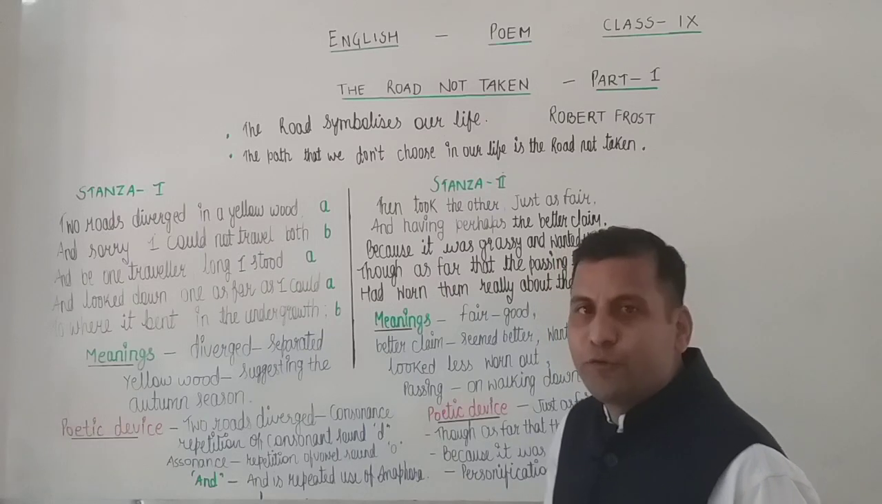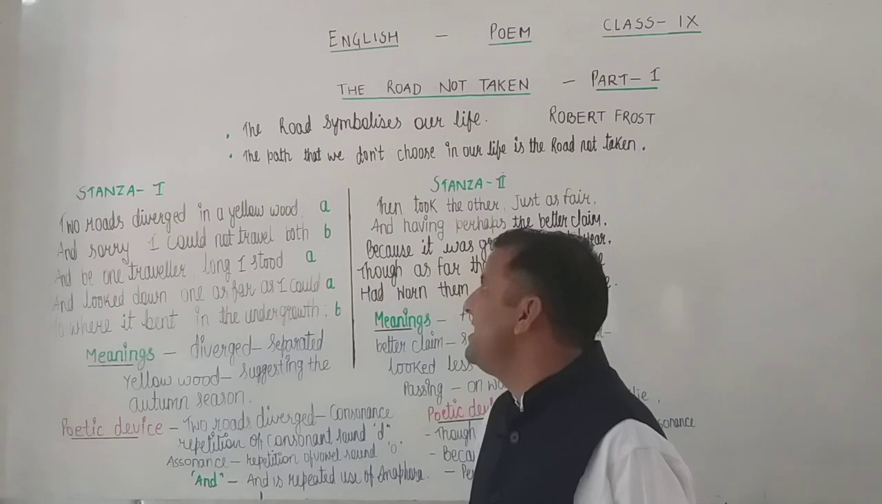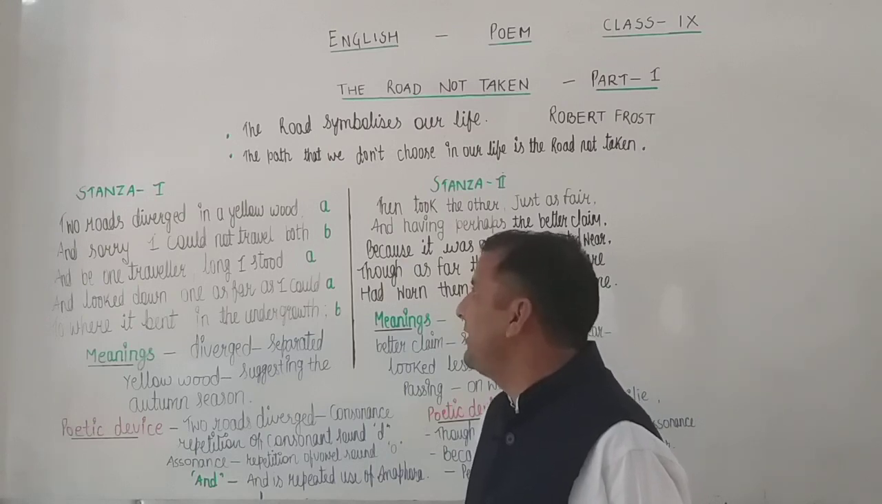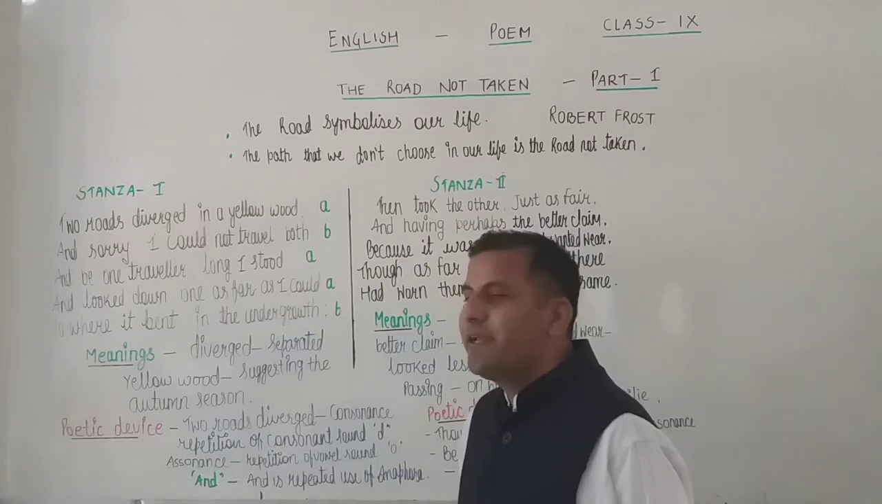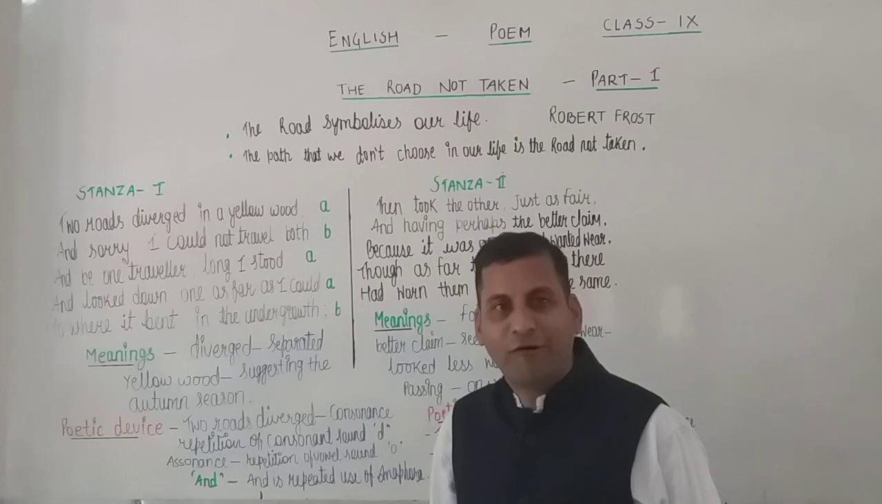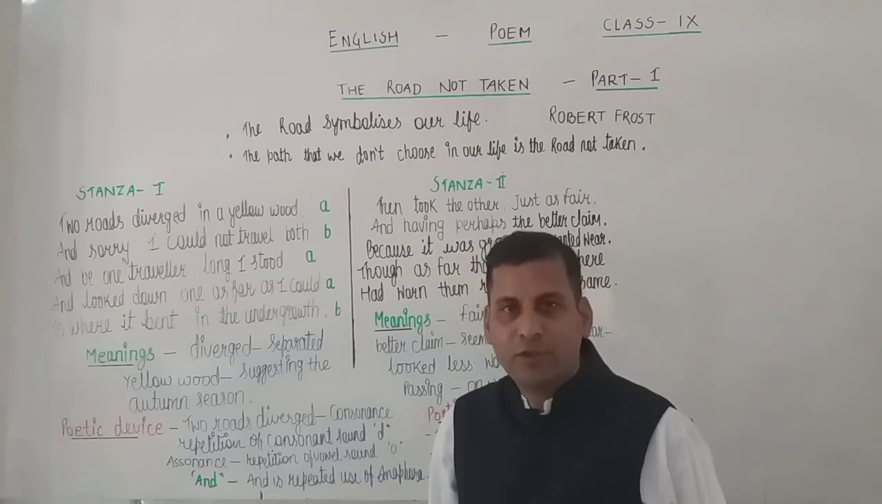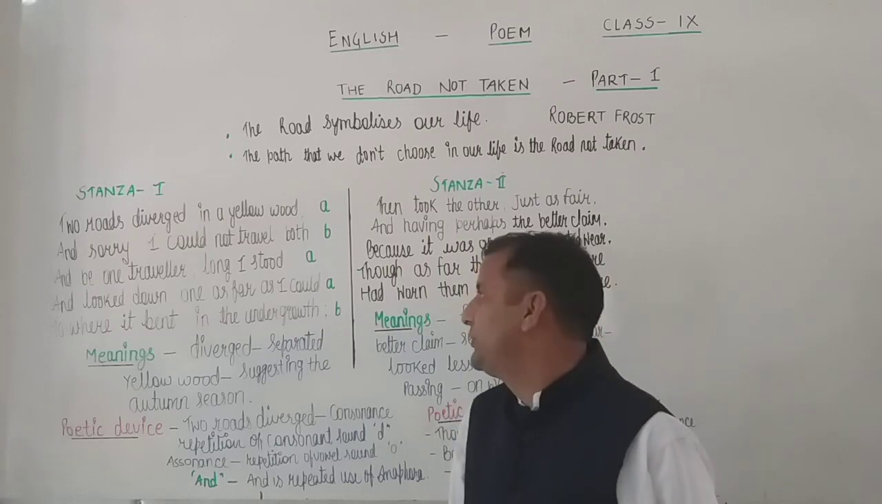Now students, I am going to read stanza number 1. Two roads diverged in a yellow wood, and sorry I could not travel both. Here students, the poet is standing at the junction. The poet is standing at the fork where two roads lead. Here the poet is confused. Both the roads looked equally good to him.